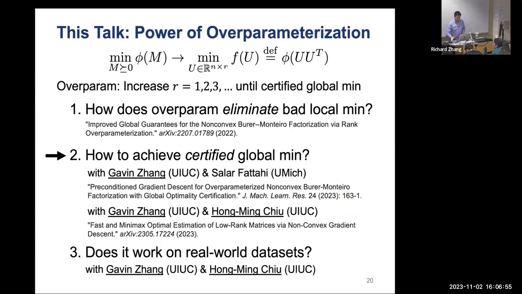Okay. So now I want to talk about the second point. You've convinced me that you can get the global min. But even if you can get the global min, this condition is a bunch of numbers floating around. You need to know the condition number.